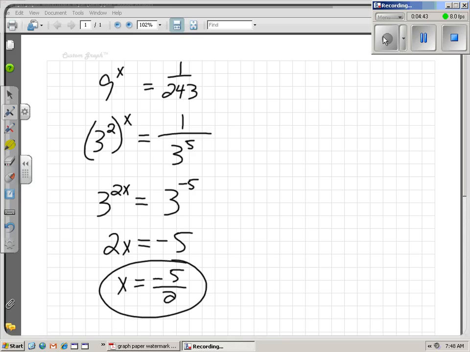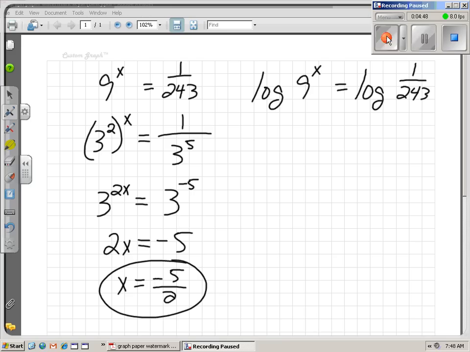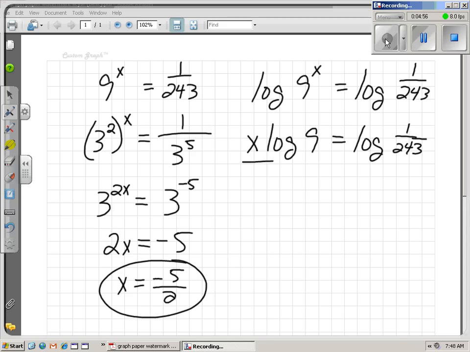I'm going to go ahead and work it with logarithms just to show you that you can work it both ways. So take the log of both sides, move your exponent x up to the front, that's that power property, and divide both sides by log 9.